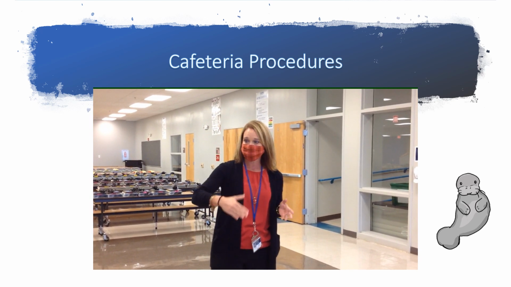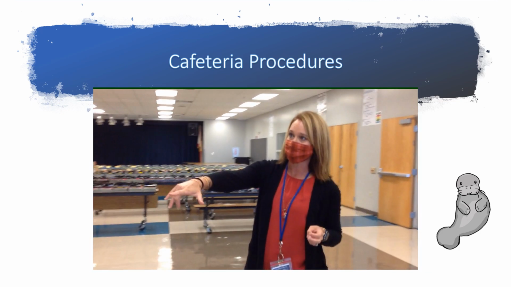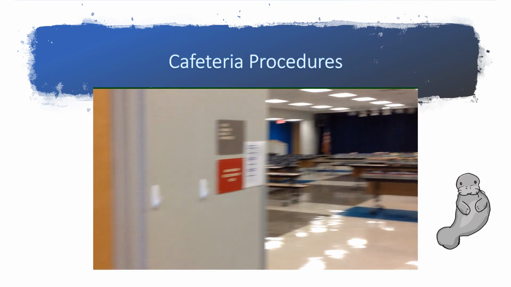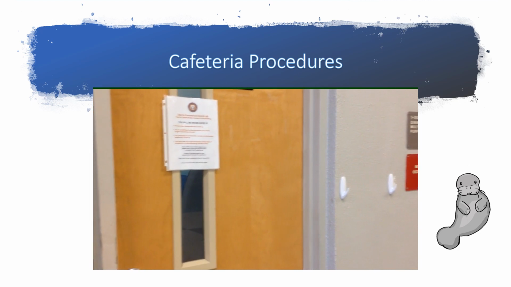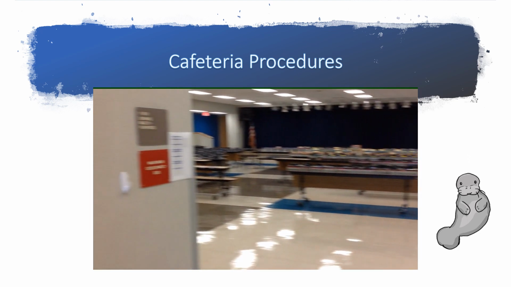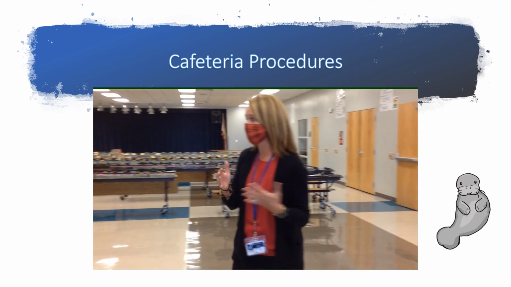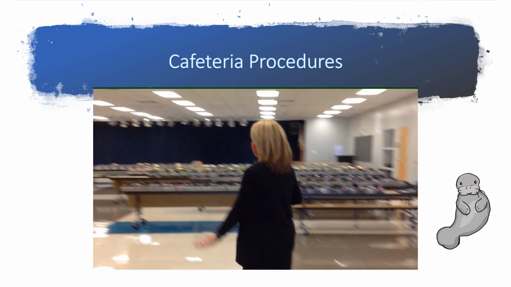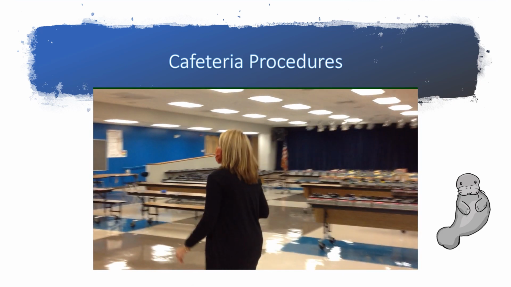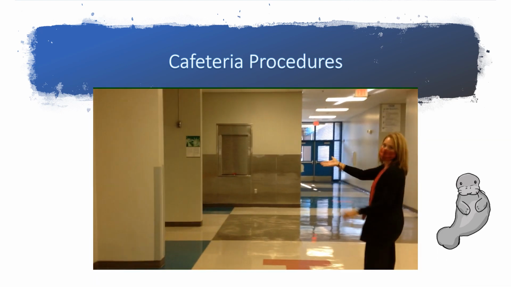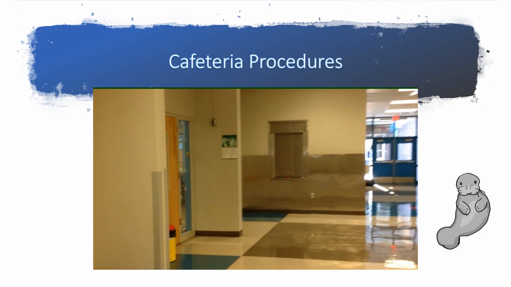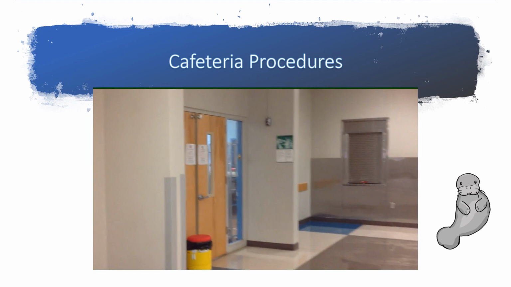So as students enter, they're going to be lining up. This is the entrance into the cafeteria line. We'll be lining students up so that they are 6 feet apart to maintain that social distance. They will be wearing their masks as they enter the cafeteria. And if we go around this way, this is the exit from the cafeteria line. So this is where students will be exiting with their food.